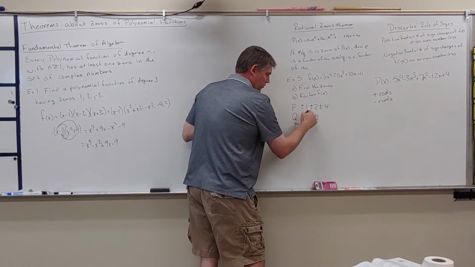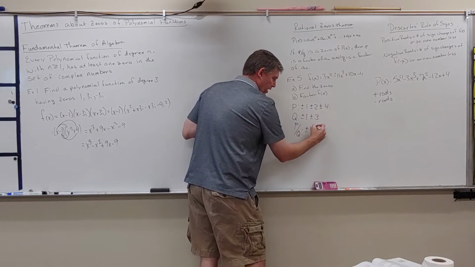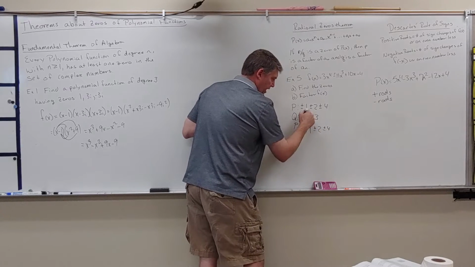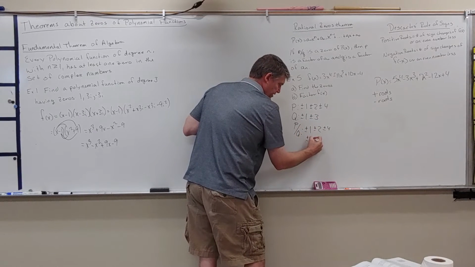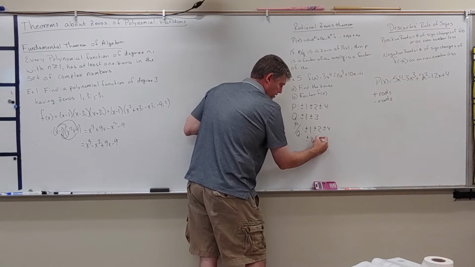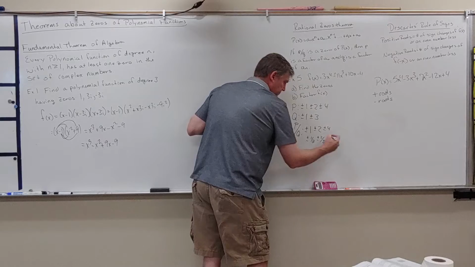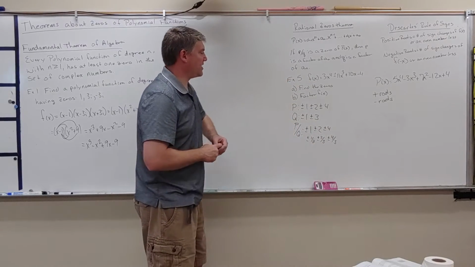So that gives me 1 over 1, which is 1. 2 over 1 is 2. 4 over 1 is 4. And then I have 1 over 3, so plus or minus 1/3, plus or minus 2/3, plus or minus 4/3. Okay, so it says find the zeros.